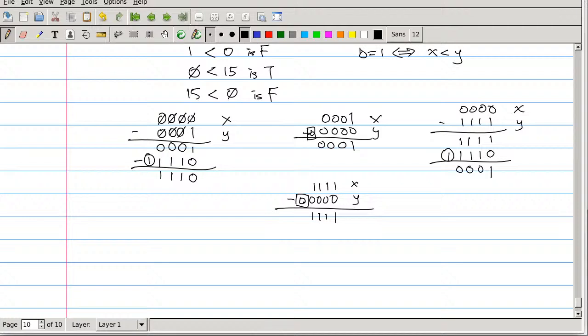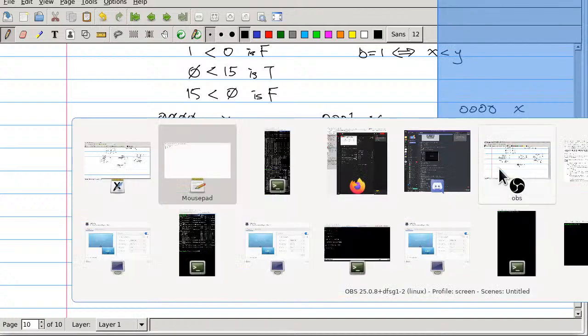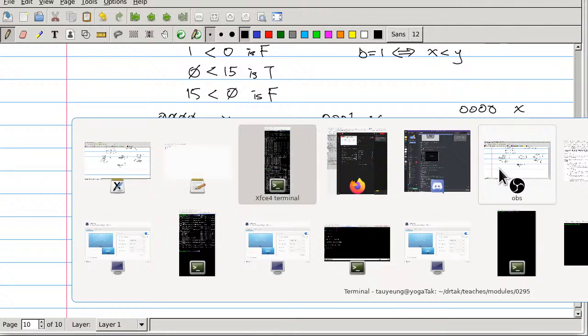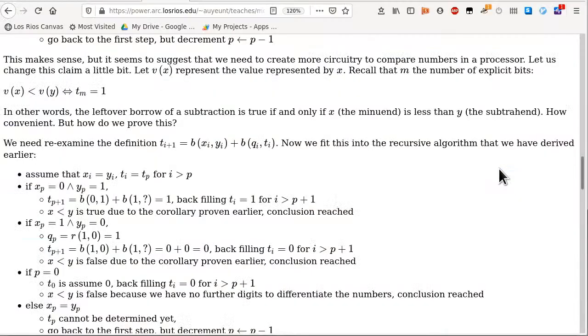So are we good at this point? Is everybody convinced that the borrow bit alone can indicate whether the value of X, which is the minuend, is less than the value of Y, which is the subtrahend? So are we convinced about that? David is typing. All right, all good. Excellent. So let me go back to the discussion here.